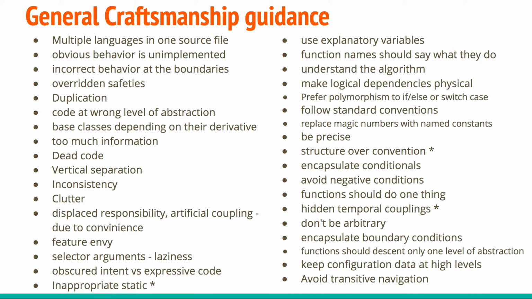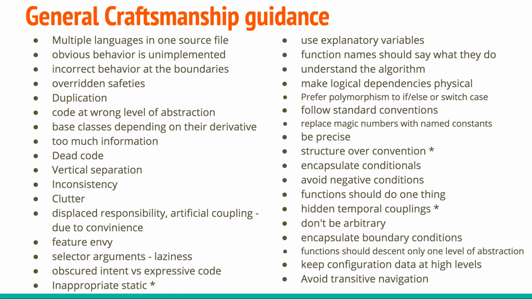Selector arguments: when you pass in Boolean arguments that say choose this piece of code versus the second piece of code, avoid that. Obscured intent versus expressive code. If you write certain things that you can understand really well because you wrote it, but no one else can understand it, avoid it. It's bad. Very soon you will forget and no one else will know. So write expressive code instead.